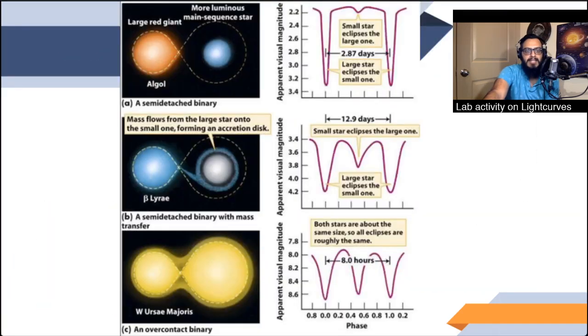And here, there's a graphic that's showing the three different types of eclipsing binary stars that we just saw. At the very top, we see the Algol type. The caption says a semi-detached binary. Now, the second one shows the Beta Lyrae type, and the third one shows the W Ursa Majoris type.